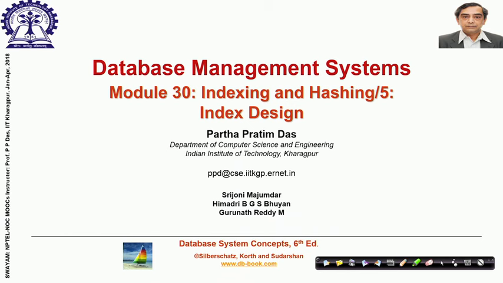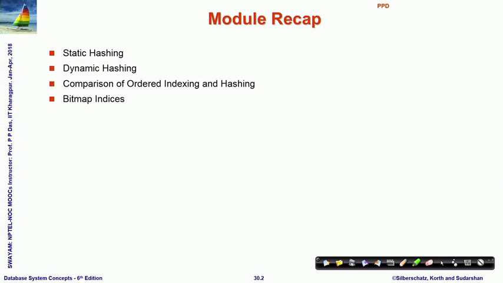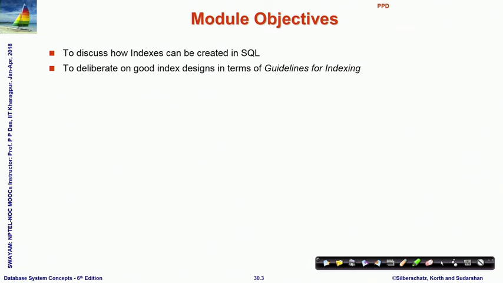Welcome to module 30 of database management systems. We have been discussing indexing and hashing, and this is a concluding module on that. We have in the last module discussed different hashing techniques, static and dynamic, and compared them and introduced bitmap indices. Now, in this module we would specifically look into the use cases.